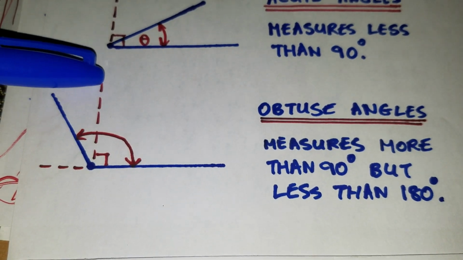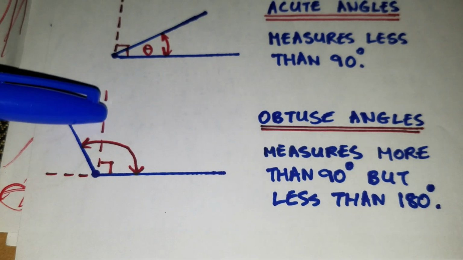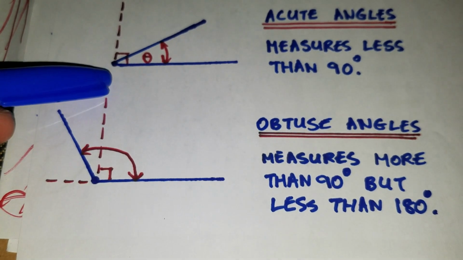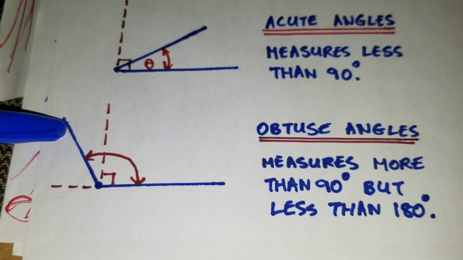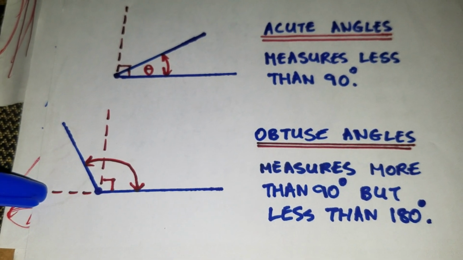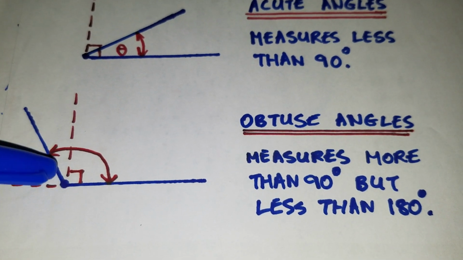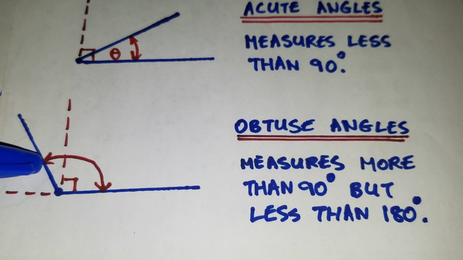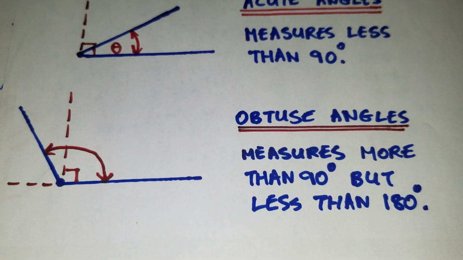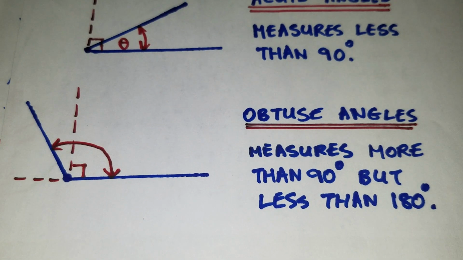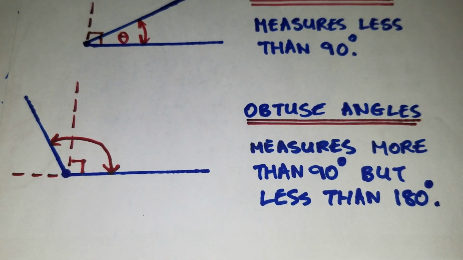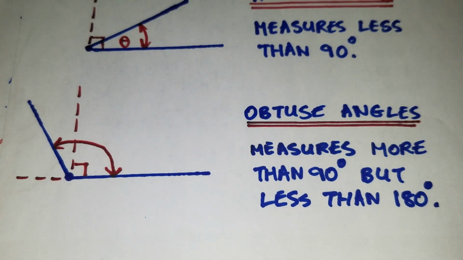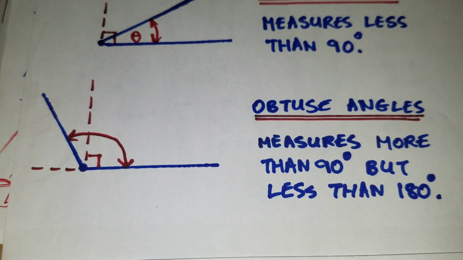Now, as you can see right here, this is the 90 degree line. This would be the straight line. So it would be more than the 90. However, it doesn't reach all the way down to the straight angle. So this opening that we see here would be an obtuse angle. So an obtuse angle can be 91 degrees, 100 degrees, 150 degrees, 179 degrees. But it cannot be more than 180 and it cannot be less than 90.